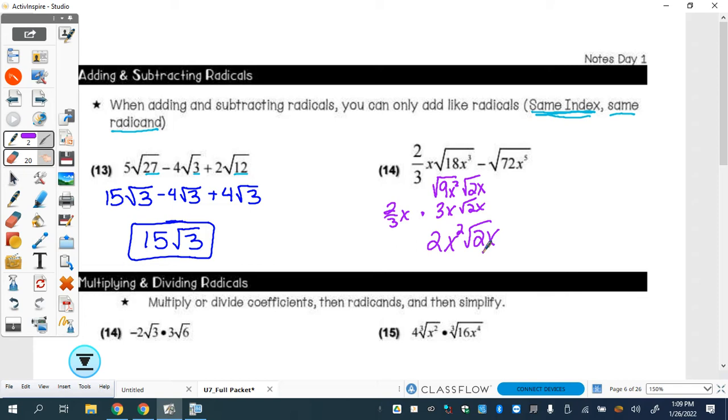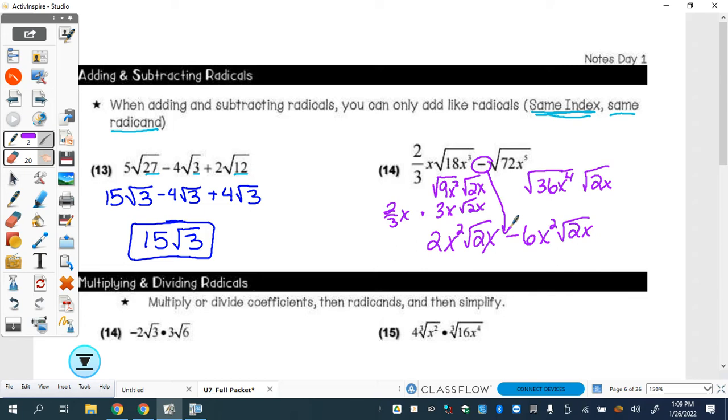I heard somebody mumble it. 36. And then it would be x to the 4th. X to the 4th would be the largest one that we can get out of x to the 5th. So square root of 36, x to the 4th, 6x squared, radical 2x. And I just brought down my negative because I'm subtracting here.